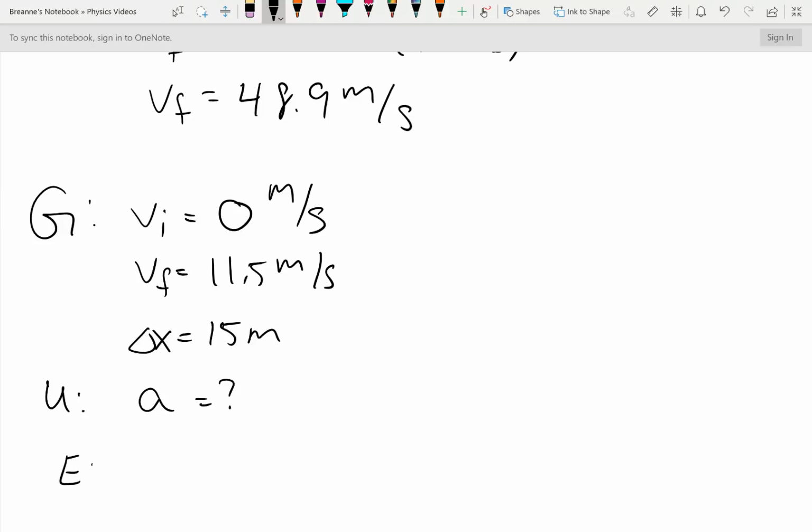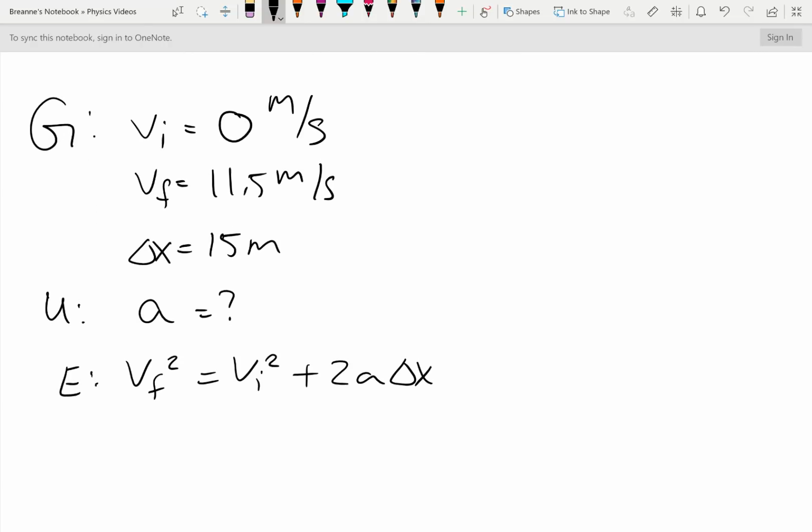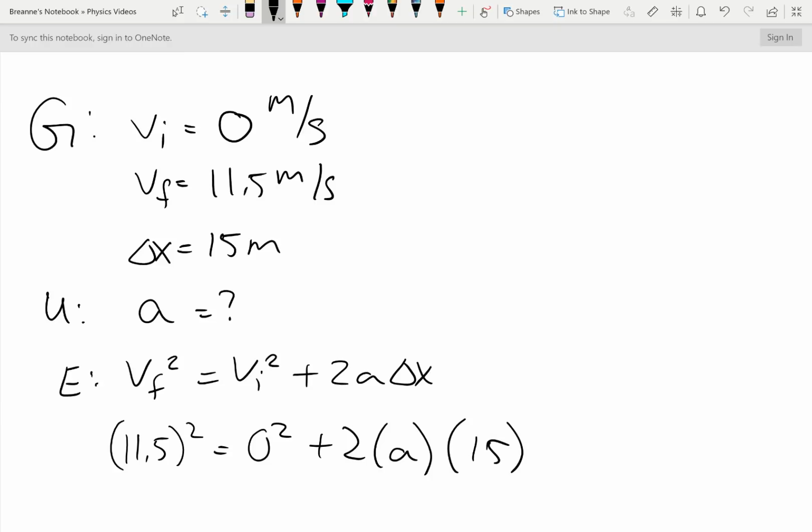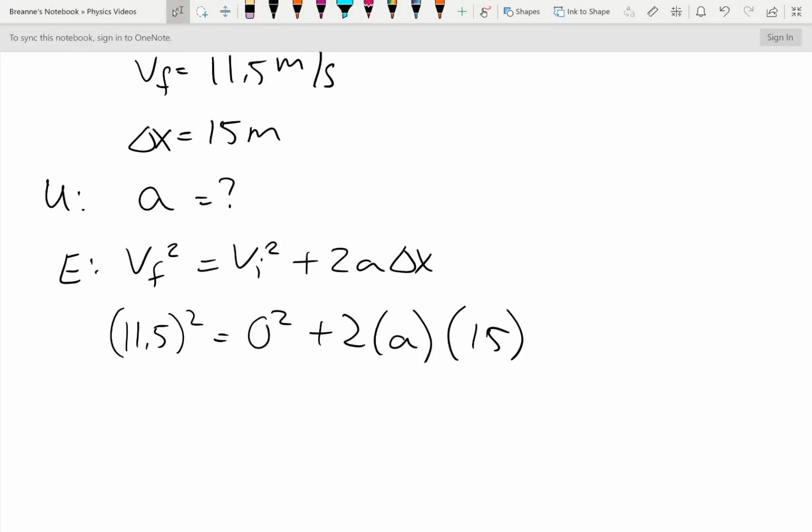If you look at our equations, scroll to the top, you can look at your equations. And you'll see that, again, we're using the VF squared equals VI squared plus 2A delta X. We have final velocity. We have initial velocity. We're looking for acceleration. And we have our delta X. So let's go ahead and do 11.5 squared. You get 132.25. 0 squared is still 0.